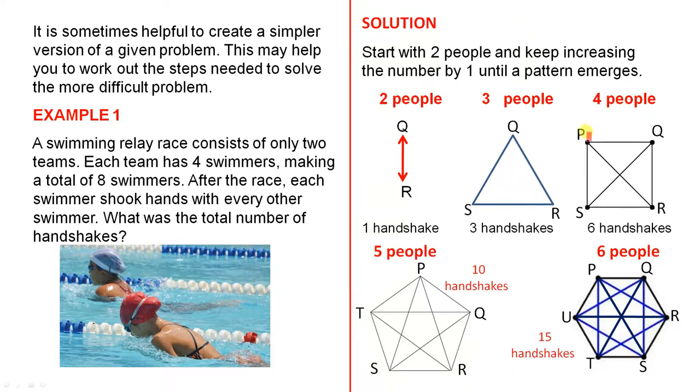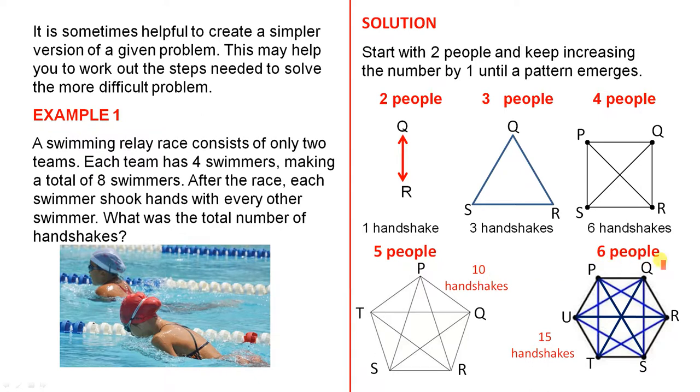With 4 people, you've got PQRS, so that gives you a square. Draw in the 2 diagonals. That gives you 6 lines, which means you have 6 handshakes. For 5 people, PQRST, you have a pentagon. And then draw in all the other lines to link every other person. Okay, so link P with the other 2, link S with the other 2, and keep doing that. Link T with the other 2. Just count the number of lines. You will find there are 10 lines. That gives you 10 handshakes.